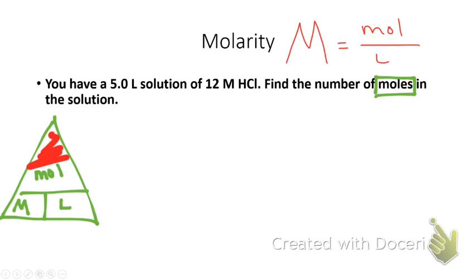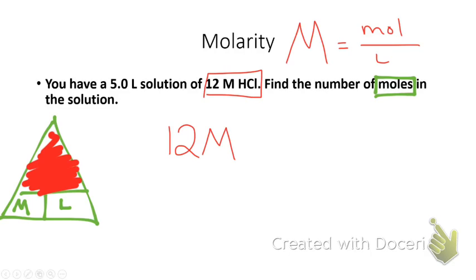I'm going to cover over moles because this time we are asked to find moles. And so eventually what I'm going to have to do to solve this problem is multiply my molarity times my liters. So let me go ahead and get this set up. My molarity they give me in the problem, it's 12 molar right there. Moles is what I'm looking for. You could put an X up top there if you wanted to. That's my unknown. And then liters they give me in the problem. So I'm going to use 5 liters down here in the denominator.